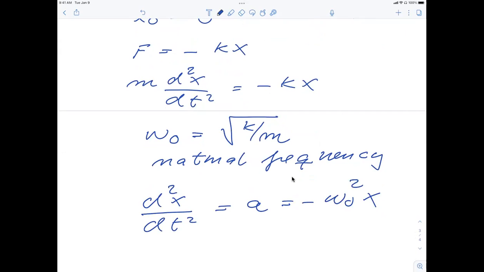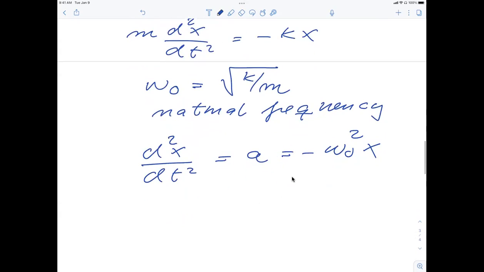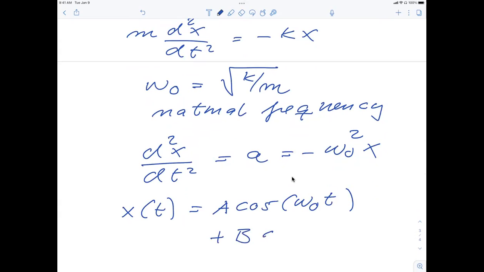This is also an equation which has analytical answers. And in this specific case, and we will show that later, the answer is given by some x of t. And you can see that by plugging it into the differential equation. It's going to be given by a cosine with an argument omega 0 times time, plus a constant b times a sine of omega 0 times t.